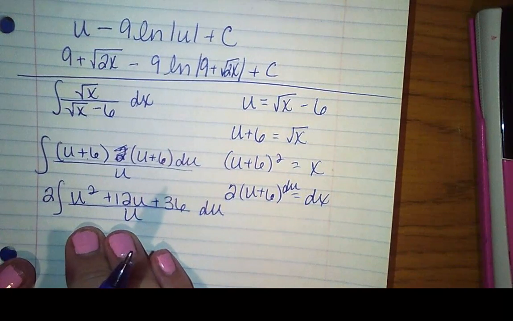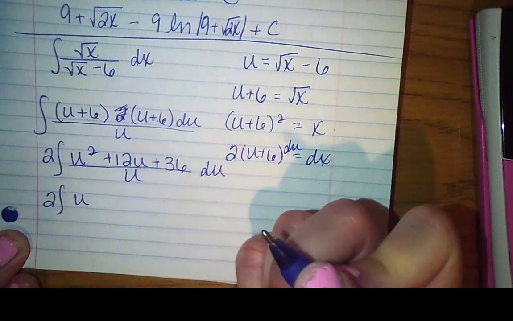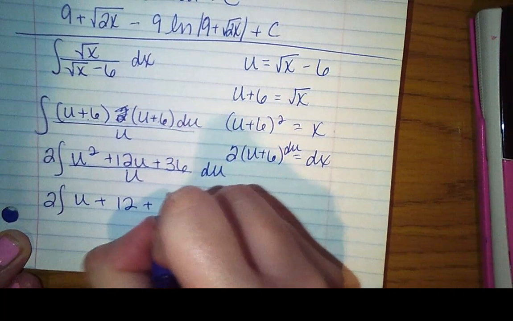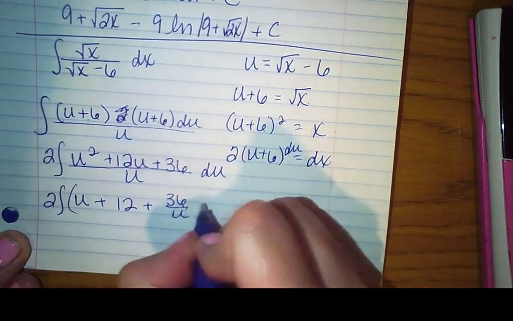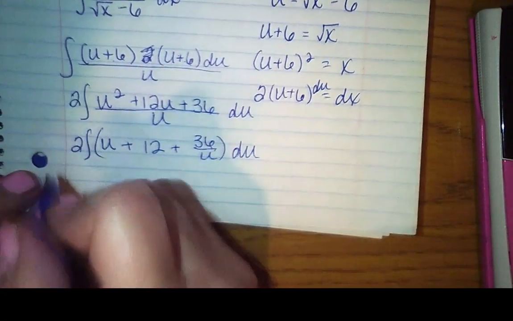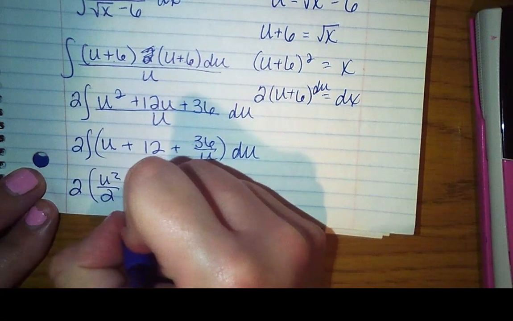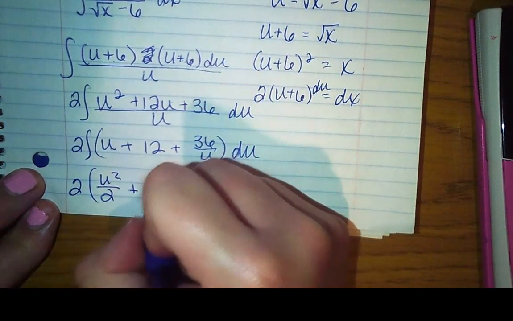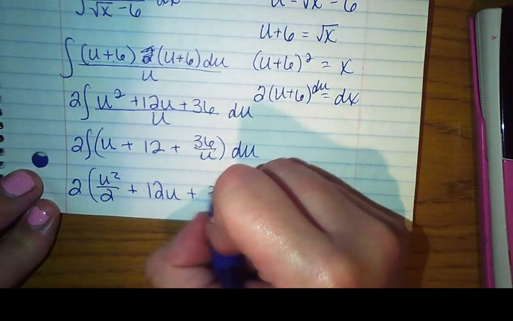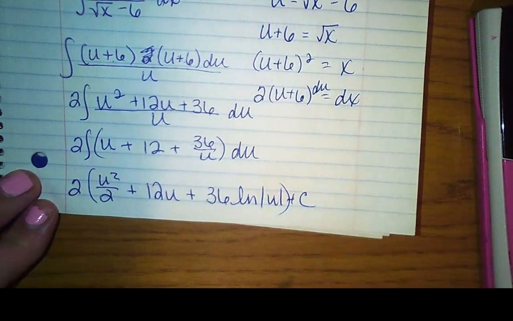And now I can reduce like I did on the last one. So a u squared over u becomes u. A 12u over u becomes 12, plus a 36 over u. And now I know how to integrate. So the integral of u, remember 2 is coming along for the ride, is u squared over 2, plus the integral of 12 is 12u, plus, remember this is 36 times 1 over u, so that becomes 36 natural log of u plus c.